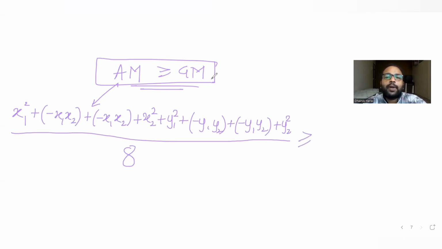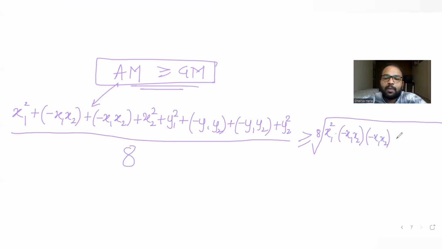Here we have for geometric mean the nth root. Since there are 8 terms, we are taking the 8th root of the product of all the terms. So the product of all the terms, if I take it out, becomes x1 squared into the other term, minus x1 into x2. The next term is minus x1 into x2 again.